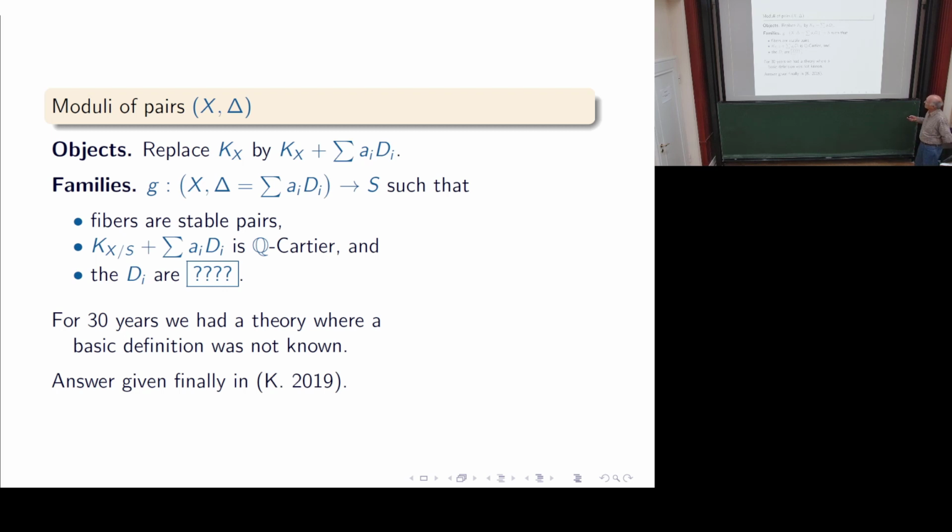Now we are running into the problem, so the D_i are what? Normally, you would say that the natural notion is that the D_i should be flat over the base. This is what we hope, but we will see an example that this is too restrictive. There are some very simple examples where the D_i are not flat over the base. So the question is, what should come here? And now, for 30 years, we had this theory without having an answer to what should go into this box. So I want to tell you what should go into this box, and then some uses and how to work with this.